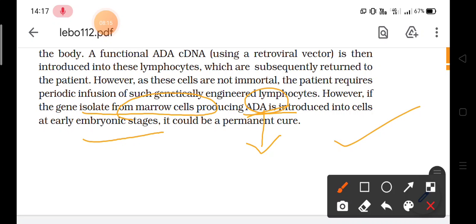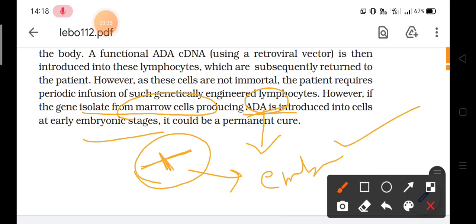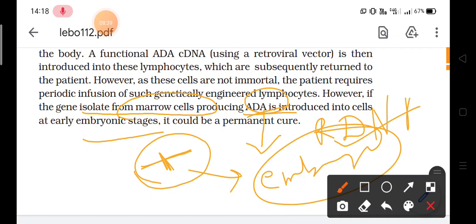So how has it become possible? Because of the technique of biotechnology. What is done? The DNA is isolated, then that gene is inserted into the embryo, and then this recombinant DNA is provided to the body of the embryo, and now as it has recombinant DNA, it will be able to produce the ADA enzyme, and the body will be able to have good immunity.